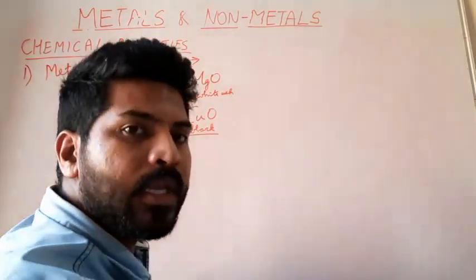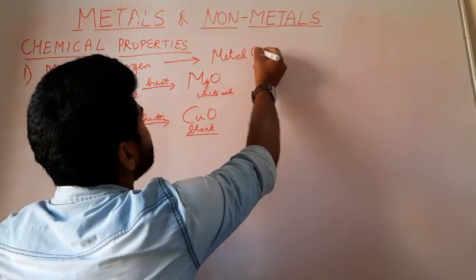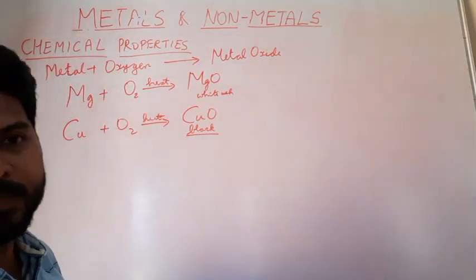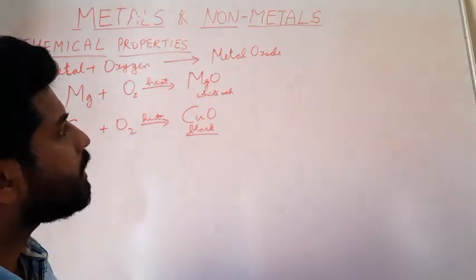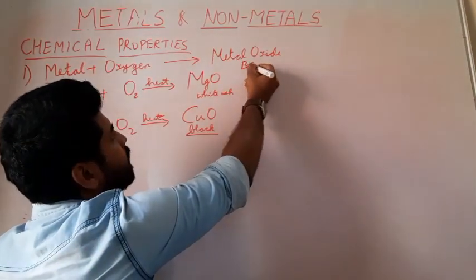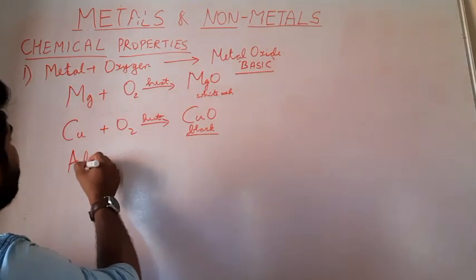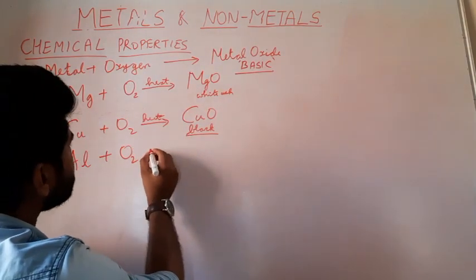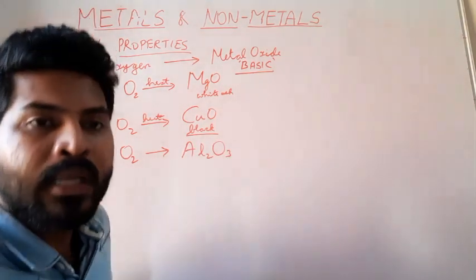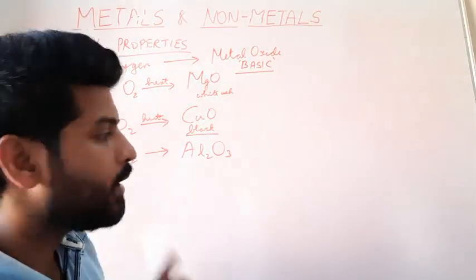So a reaction between metal and oxygen will result in the formation of metal oxide. And you already know that metal oxides are basic in nature. If aluminium is heated in the presence of oxygen, we get aluminium oxide. So metals react with oxygen to give you metal oxides, which are basic in nature.